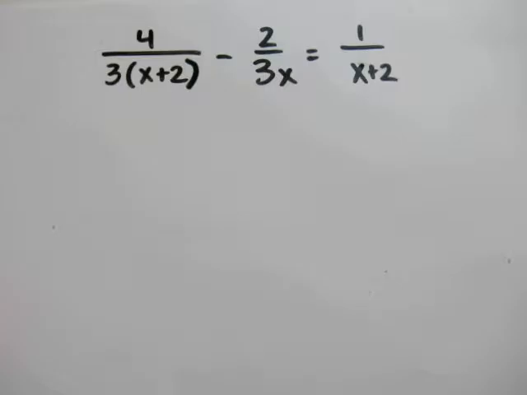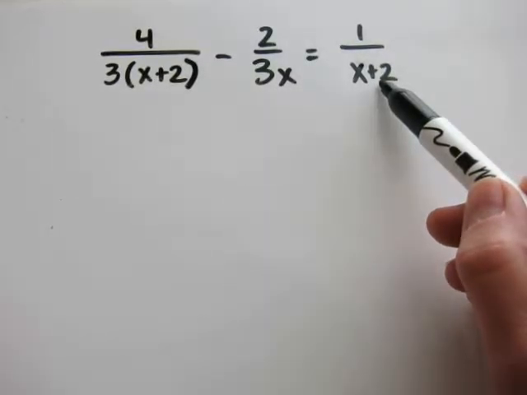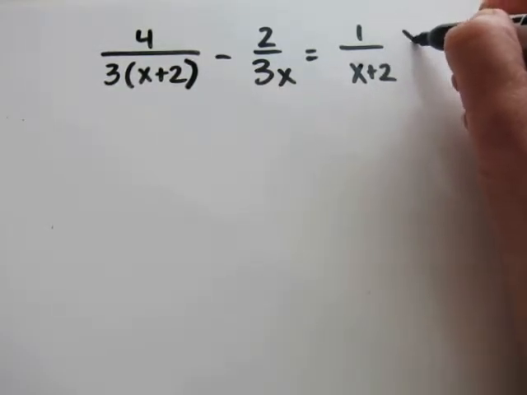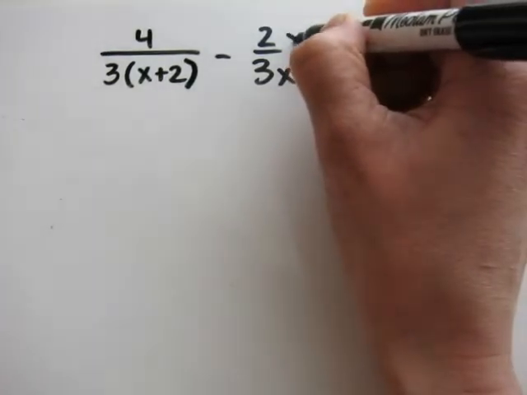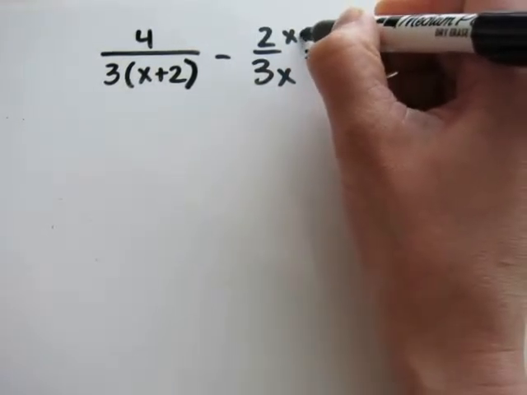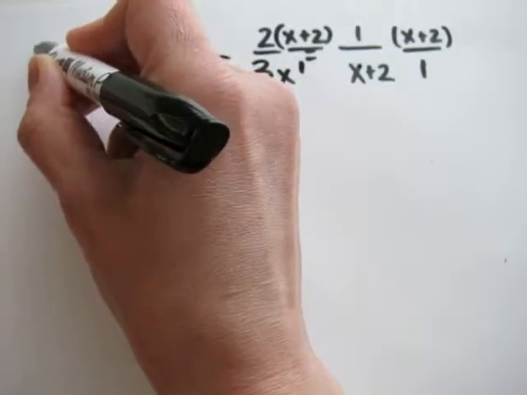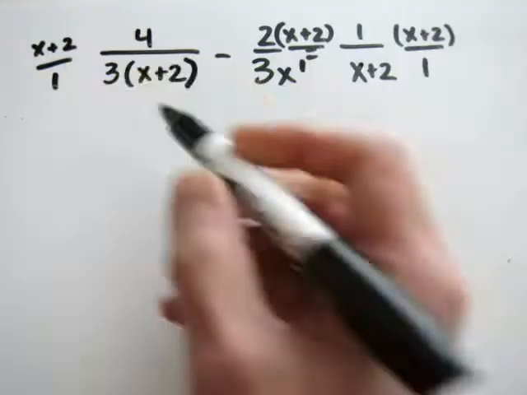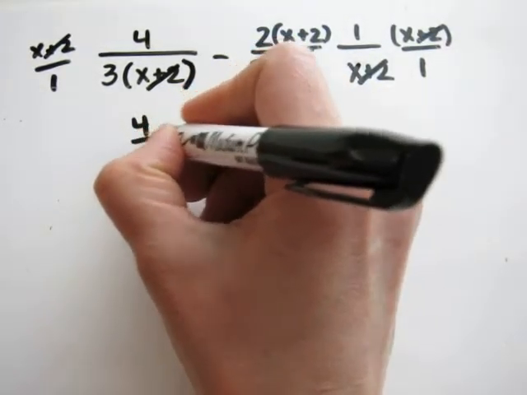Problem 24. 4 over 3 times x plus 2 minus 2 over 3x equals 1 over x plus 2. I want to try to simplify the equation. I see I have x plus 2 in the denominator on 2 of my fractions. So I'm going to start off by multiplying x plus 2 over 1 times each number on each side of the equation. This will allow me to cancel out. Now I'm just going to rewrite what I'm left with.